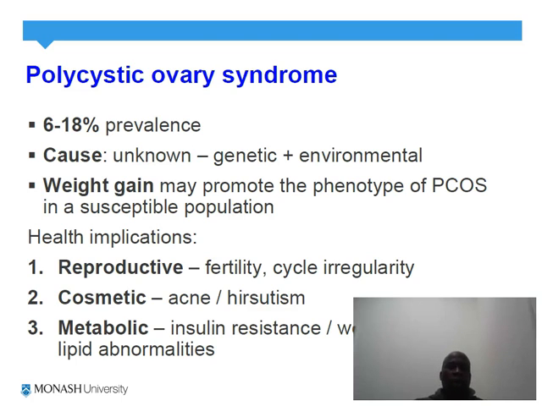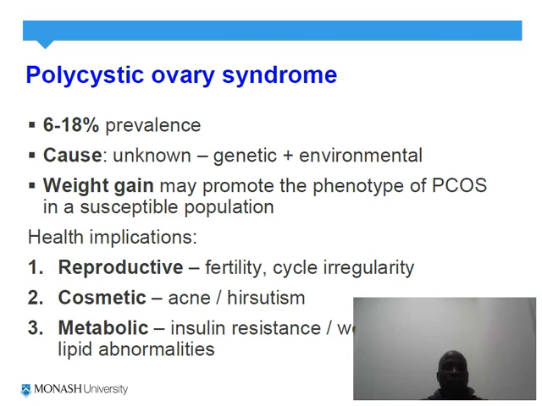What are the health implications of polycystic ovary? Firstly is reproductive. It affects the reproduction, the fertility. It also disturbs the cycle; you get an irregular menstrual cycle. In terms of cosmetic, you have acne that develops on the face, disrupting the nice and smooth face with all these pimples. It takes away the beauty. Of course, hirsutism, development of hair on the face, distorts the female look.